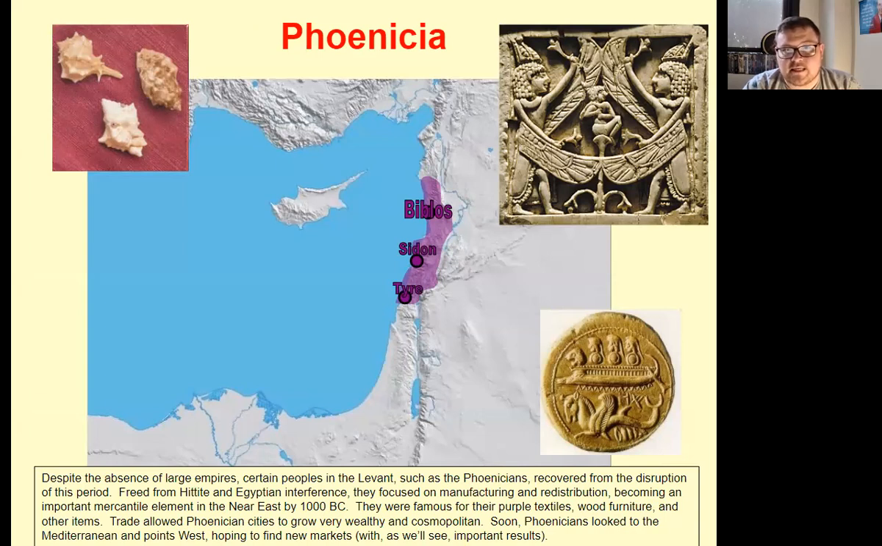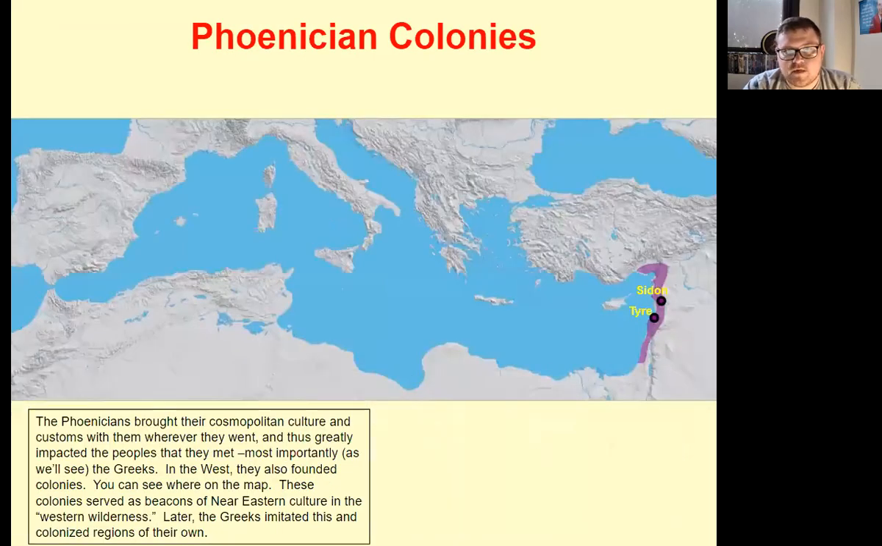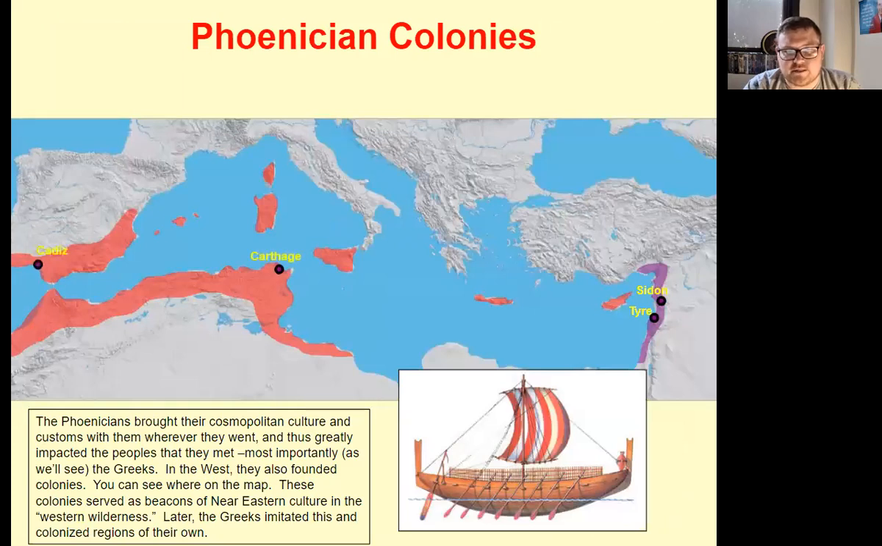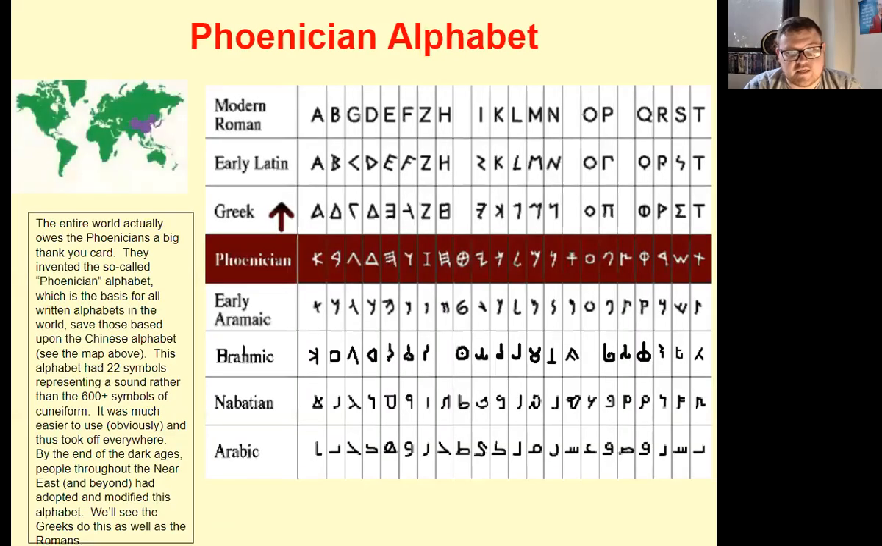Phoenicia is really important. It is the foundation for language in Europe. So they colonize all of these regions, all the way out to Carthage and Cadiz in Spain, Sicily. They have a great influence on ancient Greece and the early Romans. So the Phoenician alphabet, the entire world actually owes the Phoenicians a big thank you card. They invented the so-called Phoenician alphabet, which is the basis for all written alphabets in the world, save those based upon the Chinese alphabet. See the above map, right?